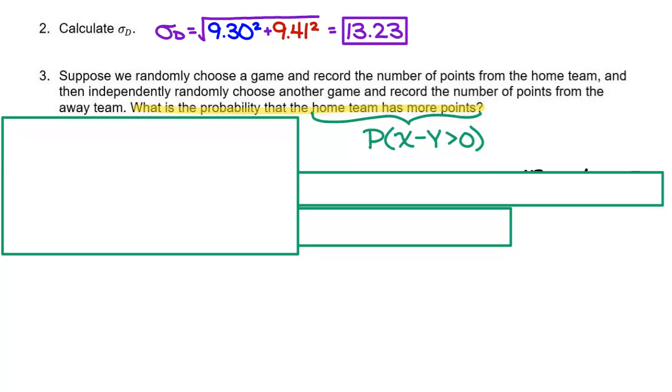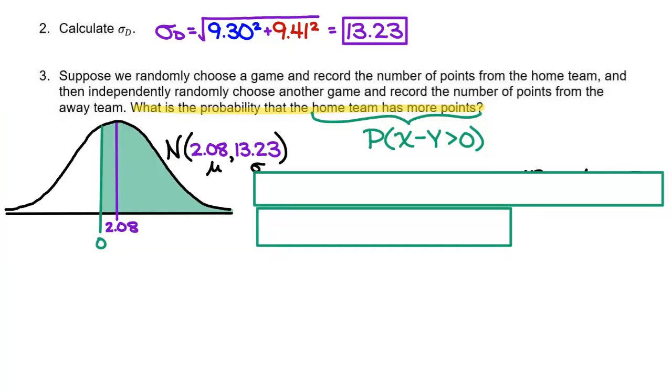When you draw your picture, what goes right down the center of the picture? The mean, which in this case is how much? 2.08. Where should you put the vertical line for your boundary? 0. And then do we shade to the left or to the right? Let's look at our inequality. The inequality is x minus y greater than 0, so we are going to shade to the right.